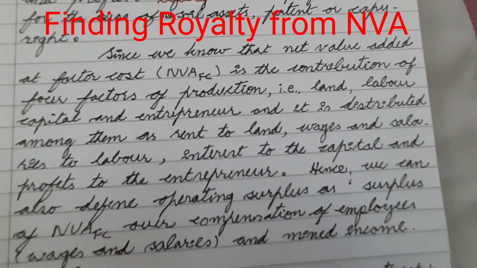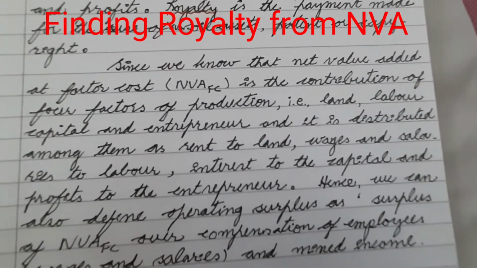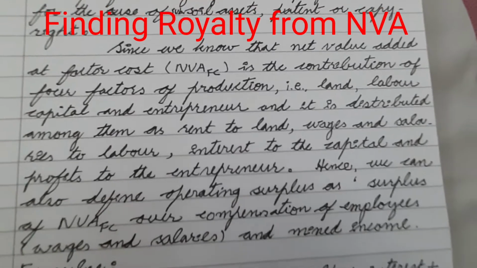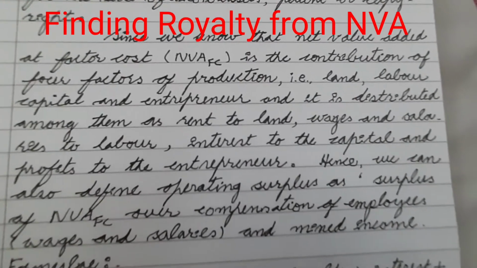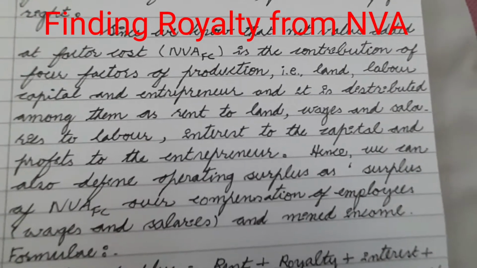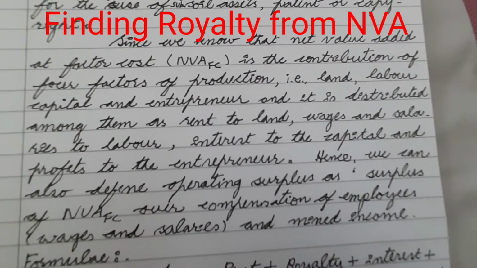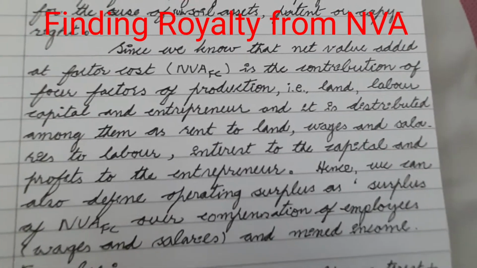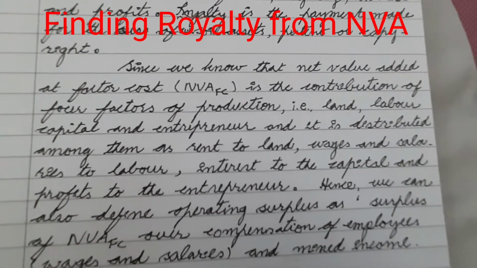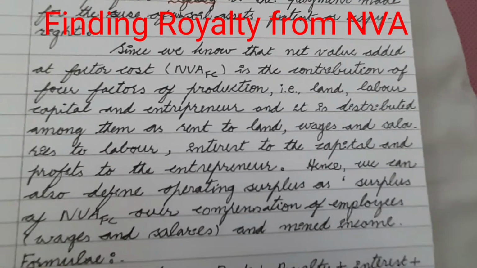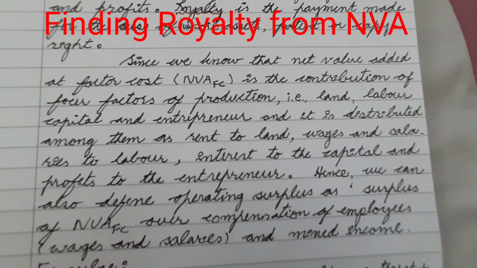We can define operating surplus as excess of net value added at factor cost over compensation of employees, that's wages and salaries. We know that net value added, we discussed it earlier, is equal to rent plus interest plus profits plus compensation of employees or wages and salaries. So by subtracting compensation of employees from net value added at factor cost, we get operating surplus. From the entire economy's point of view, we can say operating surplus is net value added at factor cost minus compensation of employees minus mixed income.